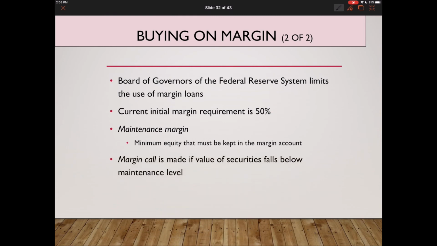And then a margin call is made if the value of the securities falls below that maintenance level that is set. So to meet this maintenance margin, sometimes a margin call is made, and you will need to post additional collateral, whether it be cash or securities, to your account. If you do not, then the brokers may sell the securities to restore the margin to an acceptable level.